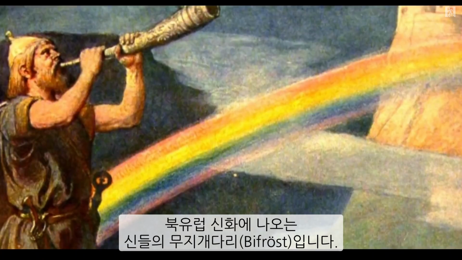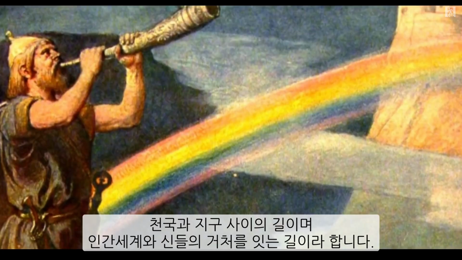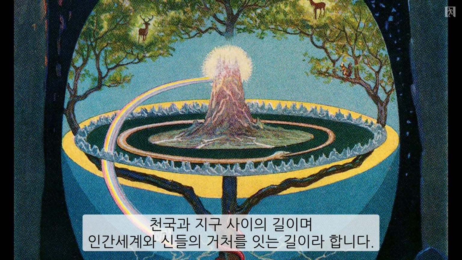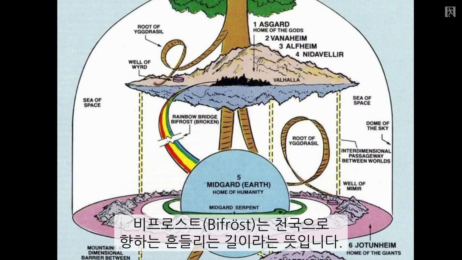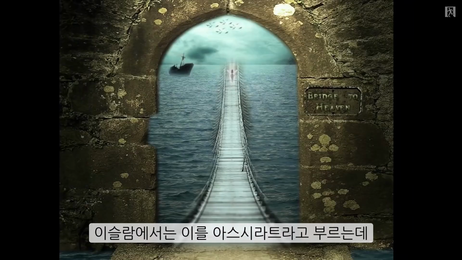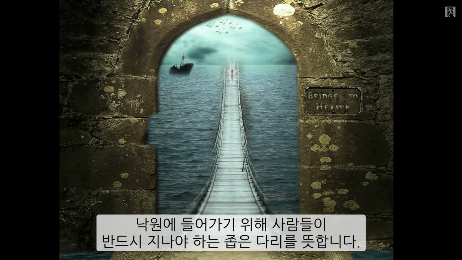The Bifrost Bridge from Norse mythology. A path between heaven and earth. Between Midgard and Asgard. Bifrost means the swaying road to heaven. In Islam, it is called Al-Sirah, the narrow bridge people must pass in order to enter paradise.